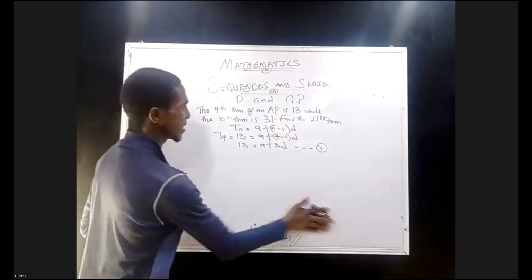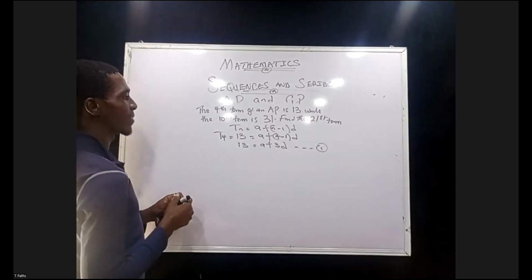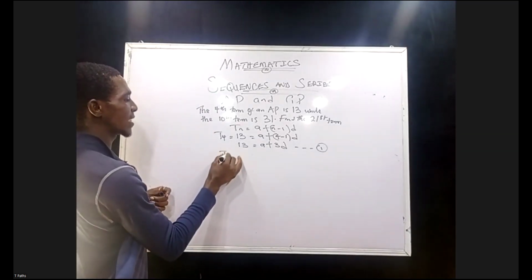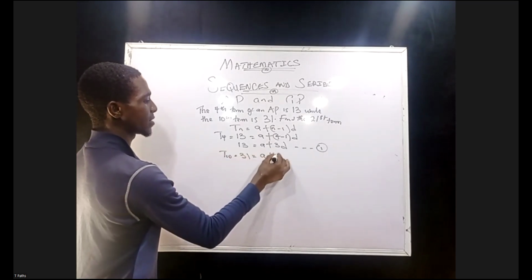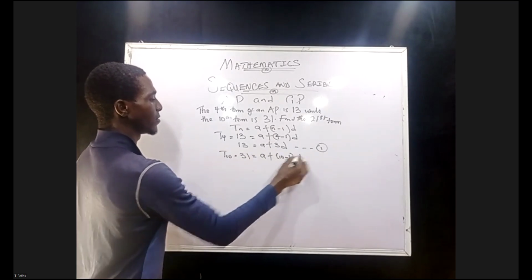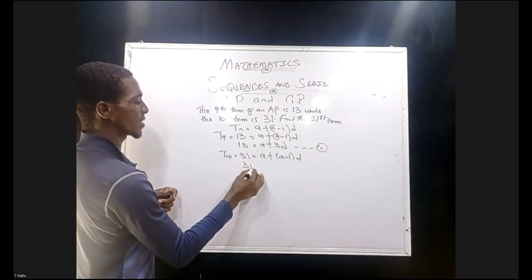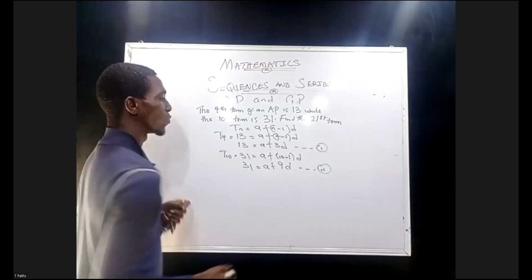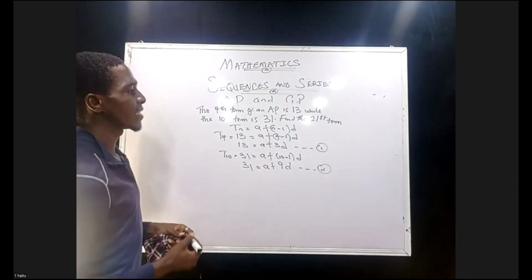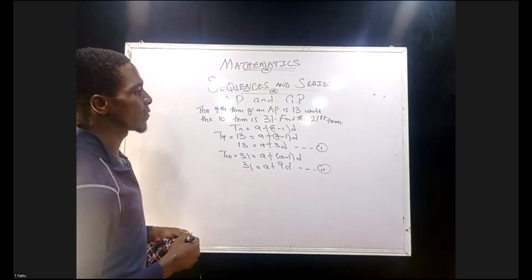The next sentence says that the 10th term is 31. So we say the 10th term equals 31. That's defined as A plus (10 minus 1)d. So that gives us 31 equals A plus 9d, equation 2. We are told to find the 21st term.